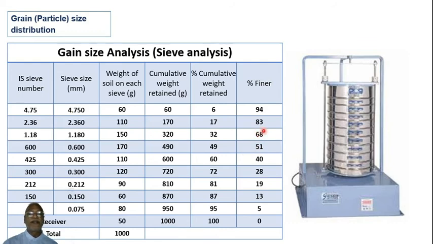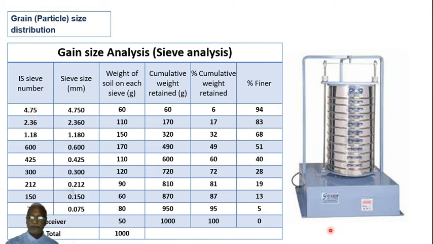Similarly, if I take this 1.18 mm and 68%, what I can describe it as is 68% of the soil is smaller than 1.18. So with respect to these sizes, I have percentage finers: percentage of the soil finer, in the sense smaller in size, than those sizes.